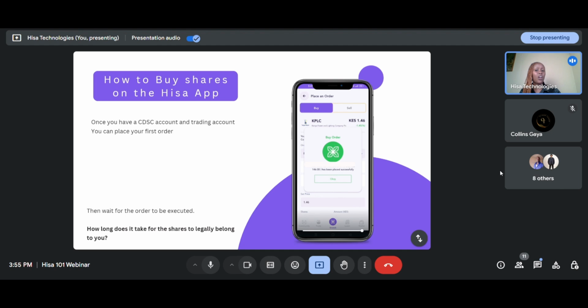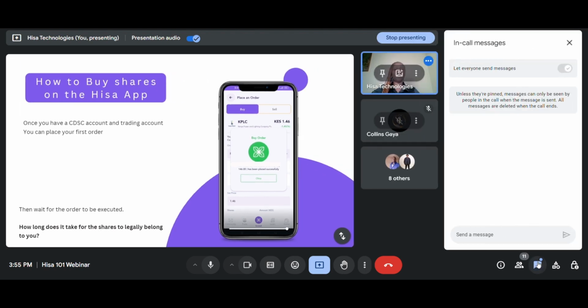So how long does it take for the shares to legally belong to you? Before we move on, I have seen a question. Peter, I bought a pending order. However, it is not reflecting on Hisa, whereas on FIDA it is. Peter, maybe let me tackle this after, in the Q&A section.